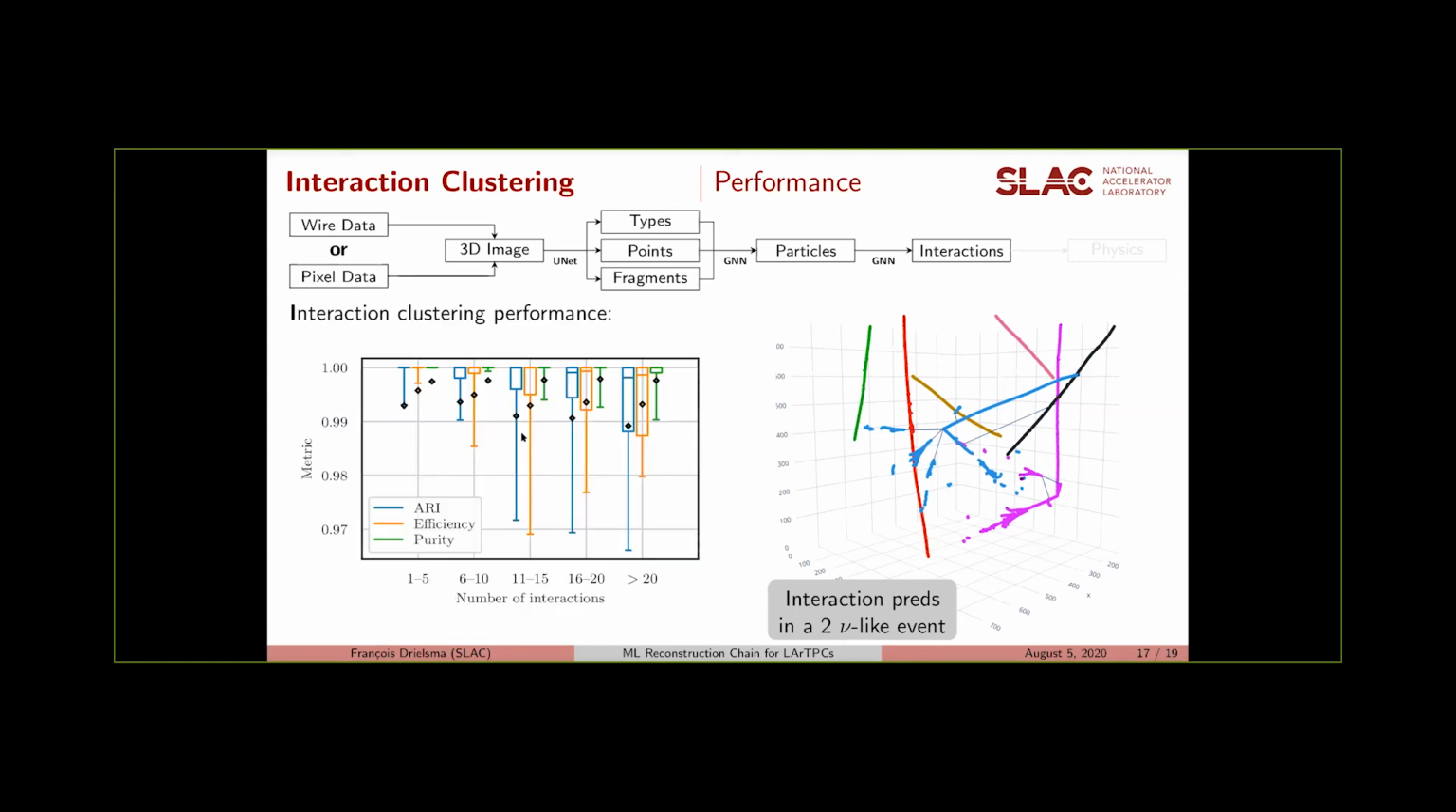If you look again systematically at the performance of this network, you can see here the average ARI, efficiency and purity as a function of the number of interactions. Just to give you an example, in this right-hand side image, we've got 7 interactions. So there's 2 neutrino-like and 5 cosmic-like interactions. If you look at the corresponding bin, you can see the average ARI, efficiency and purity are all above 99%. So the network is doing a good job at interaction clustering.